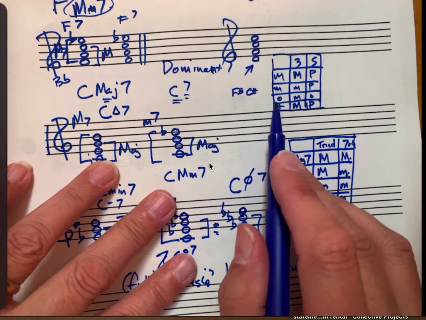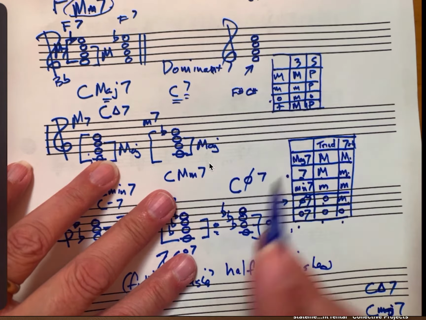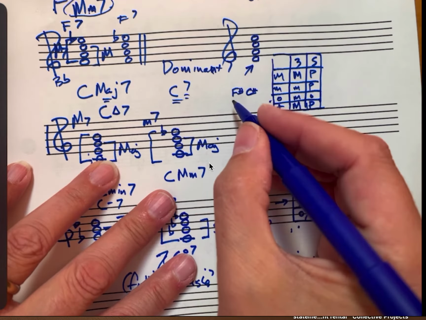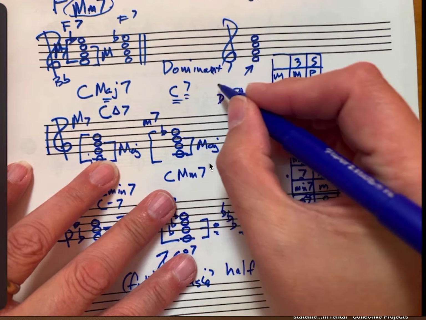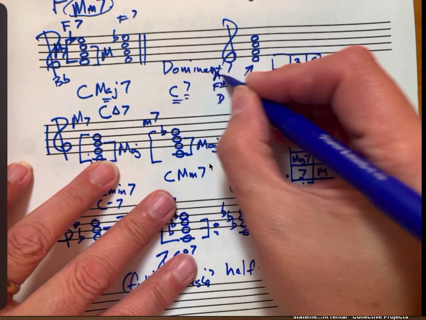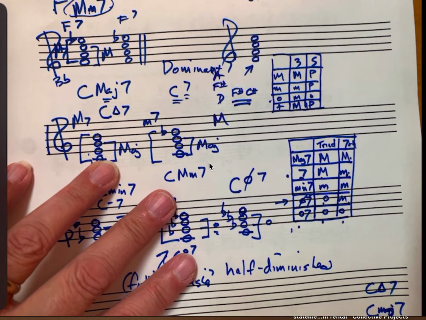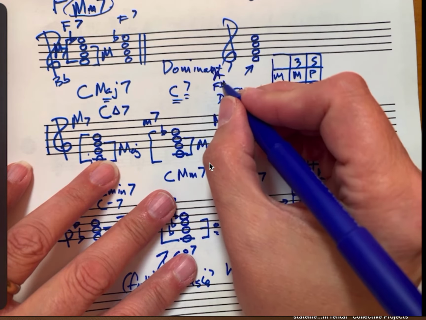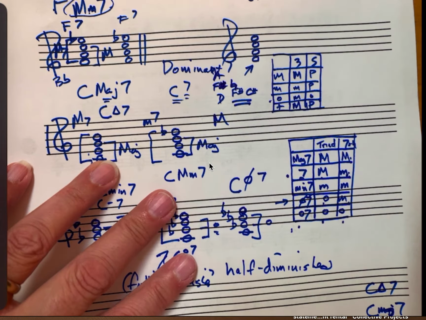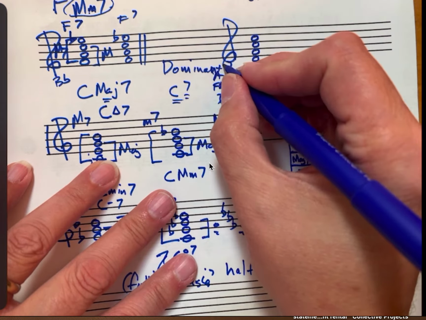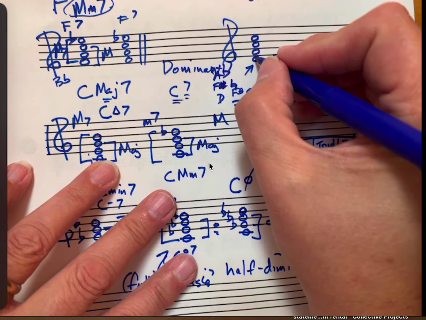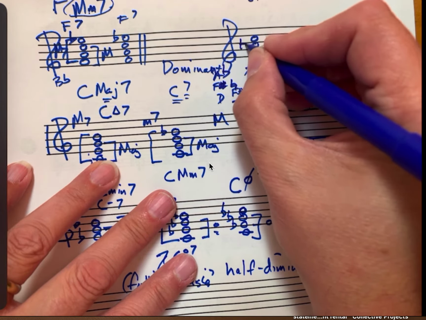And you may remember that a diminished triad is a minor 3rd and a diminished 5th. So again, if we had D, F sharp, A, it would be major. D, F natural, A would be minor. And D, F, A flat would be diminished. So we need D, F, A flat.